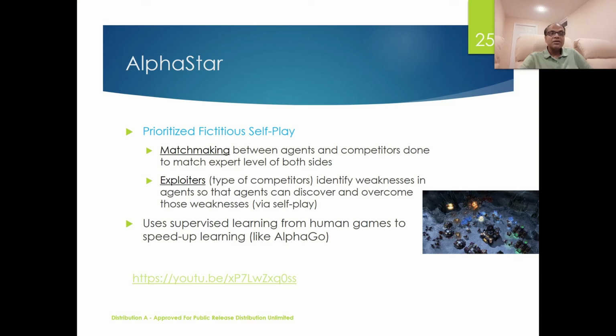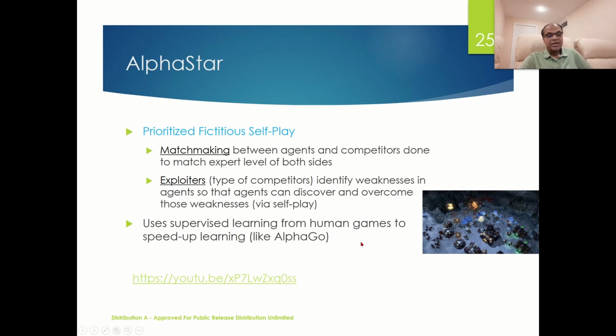The other technique that was used was exploiters, which is basically some competitors which gave very hard game levels for the agents to solve. The objective was to identify the weaknesses of the agents. And so if the agent played against these exploiter competitors, they could discover their own weaknesses and overcome them. And then in one of the versions of AlphaStar, the researchers realized that some bootstrapping, basically providing some human gameplay data like they did in AlphaGo, would speed up the learning process.